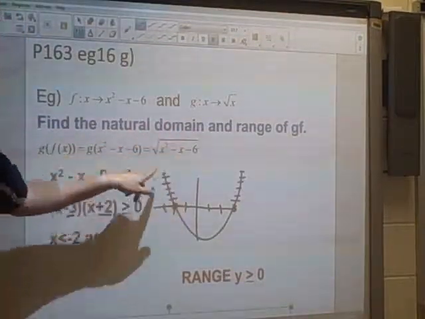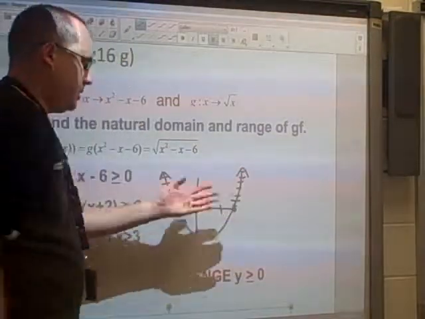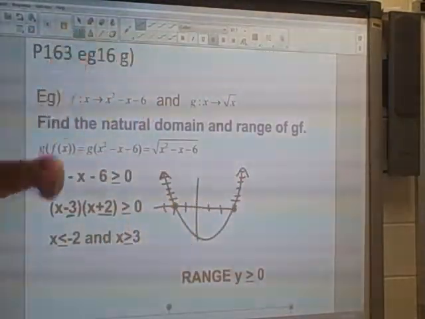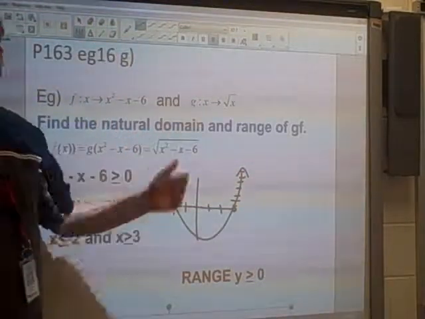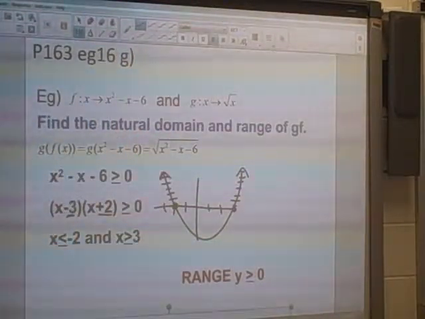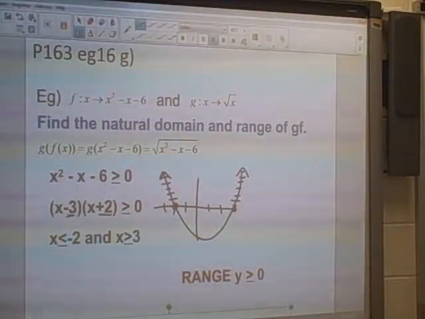Well, x squared minus x minus 6 we actually just drew a second ago. And notice this continues up to infinity. So basically, the values can be infinitely big. And if we do the square root of something that's infinitely big, it's still infinitely big. So actually the range goes from 0 to infinity. But these take a little bit more thinking about.